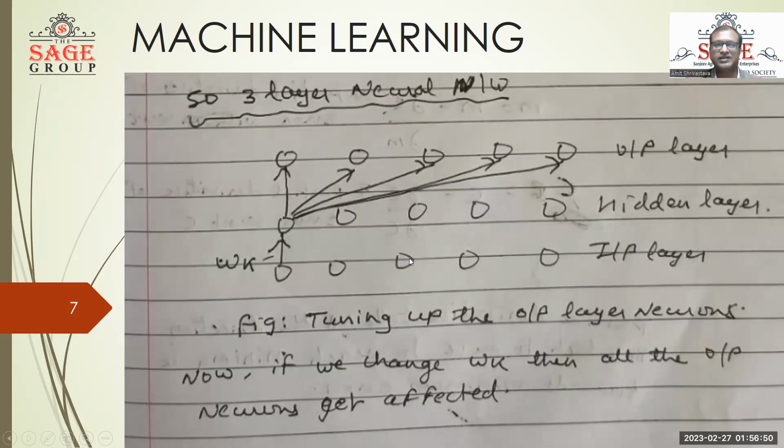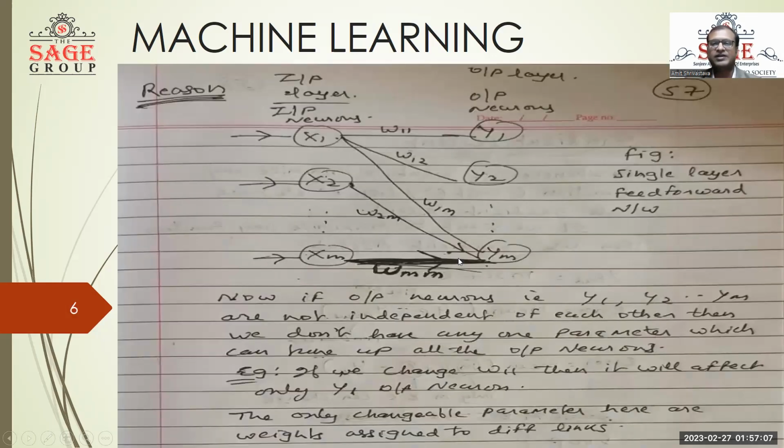So in this case, if these outputs are interdependent, or they are dependent on each other, then I require the changeable thing, one changeable thing, from where if I change that, then all the outputs get affected. So in the previous case, there is no such weight, as we have already seen that the weights are the only changeable thing. So in here, no weight is available.